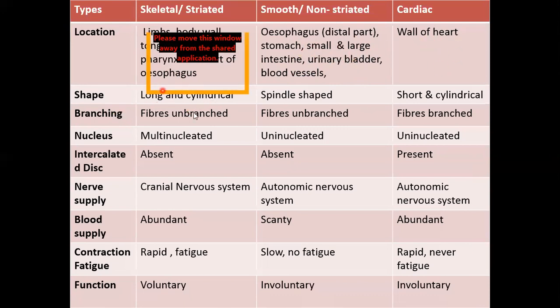Shape here is long and cylindrical, here it's spindle shape, here it's short and cylindrical. Here it's unbranched fibers, here also unbranched, and here it is branching of fibers. About the nucleus, only skeletal muscle is multinucleated, whereas these two are uninucleated. Intercalated disc is absent in skeletal and smooth muscle, and it is present in cardiac. Moving on.